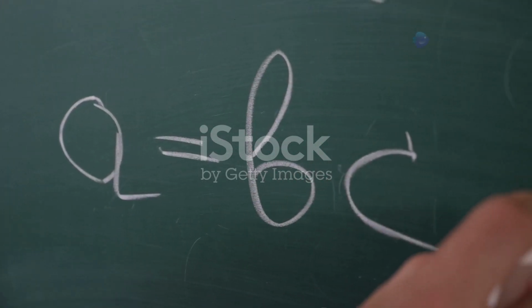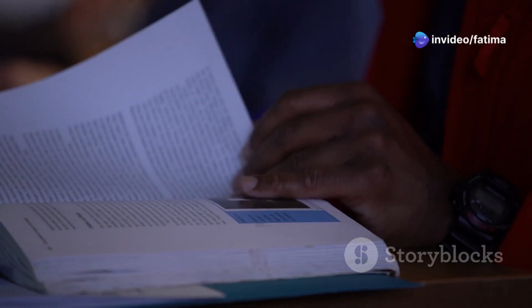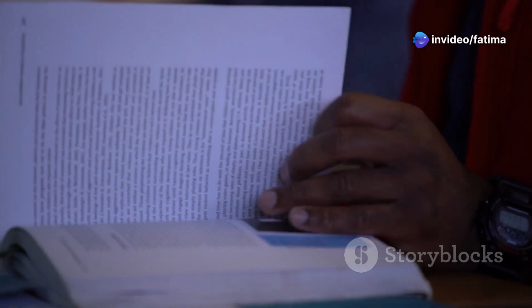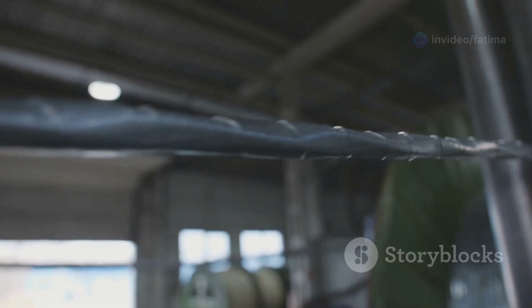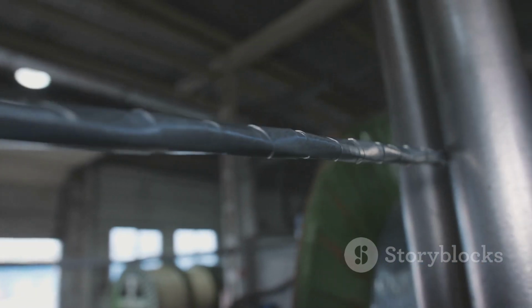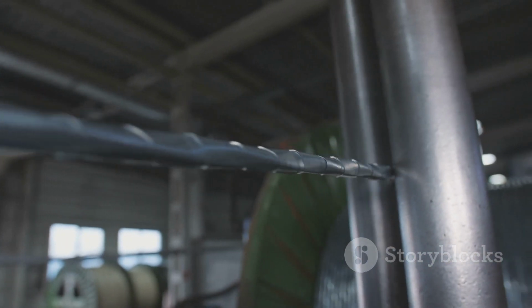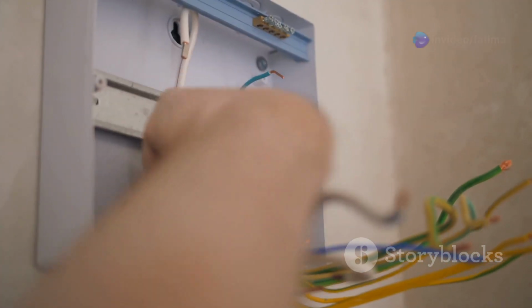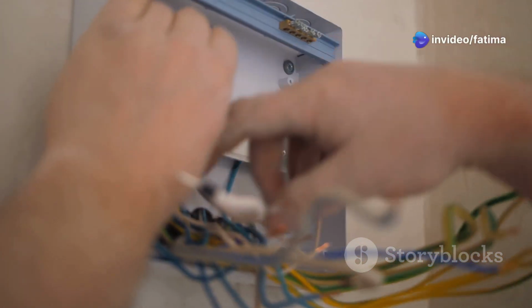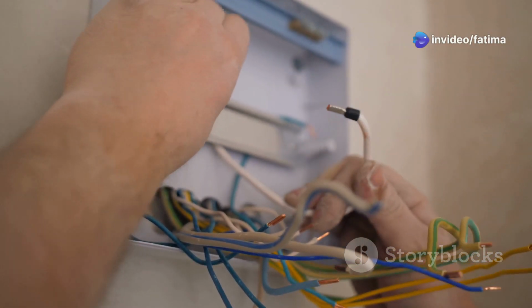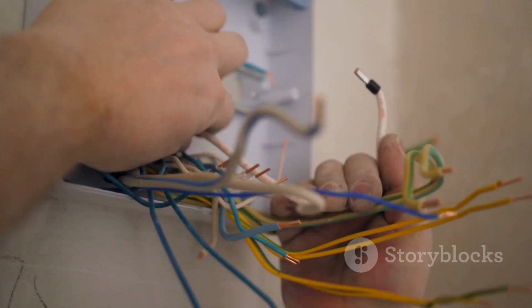First things first, what is Ohm's Law? Well, it's a fundamental principle in electricity that describes the relationship between voltage, current, and resistance. This amazing law is named after the German physicist Georg Simon Ohm. Ohm's law states that the current flowing through a conductor, like a wire, is directly proportional to the voltage applied across it and inversely proportional to the resistance of the conductor.